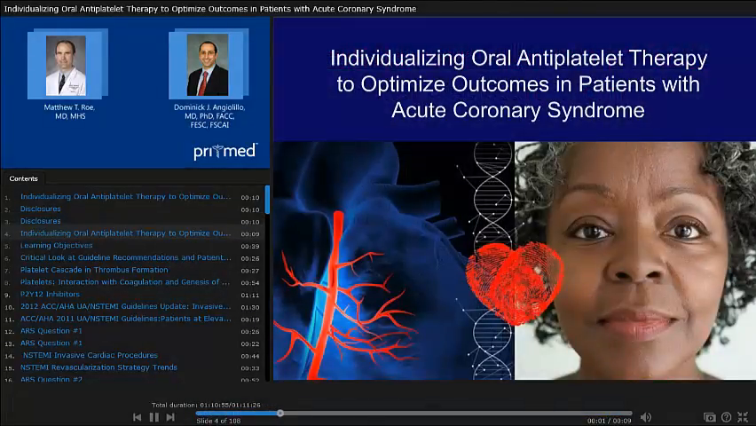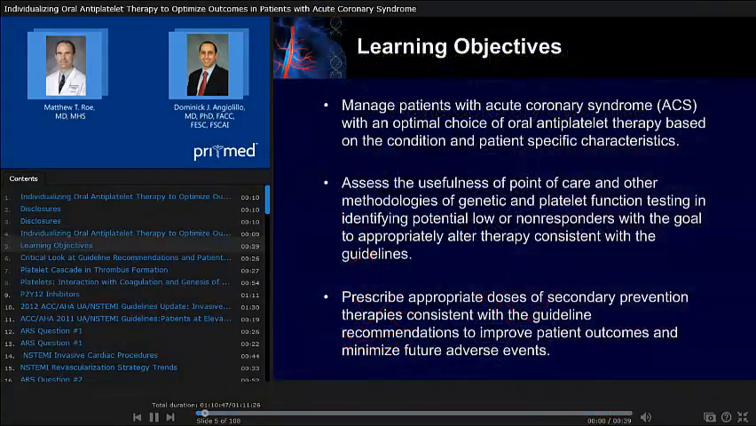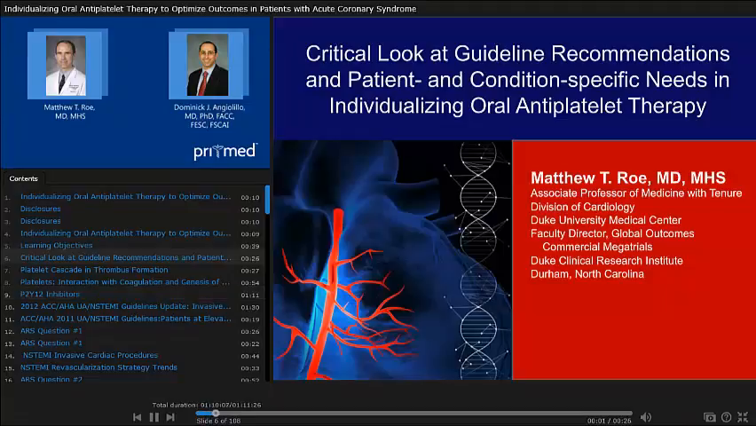And we'll start off. Our program is entitled Individualizing Oral Antiplatelet Therapy to Optimize Outcomes in Patients with Acute Coronary Syndromes. And here you see the learning objectives. My pleasure to now introduce Dr. Matthew Rowe to speak about a critical look at guideline recommendations and patient and condition-specific needs in individualizing oral antiplatelet therapy. Thank you.